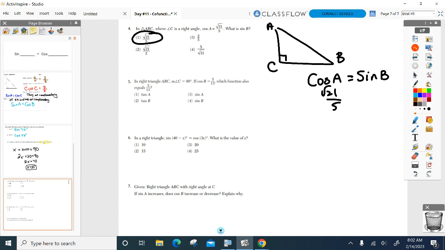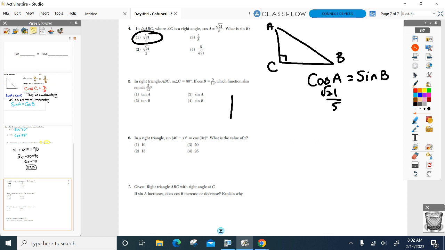Again, how do I know they're equal? What do I know about A and B? They add to 90 degrees. When two angles add to 90, cosine of one equals sine of the other. All right, let's keep going.